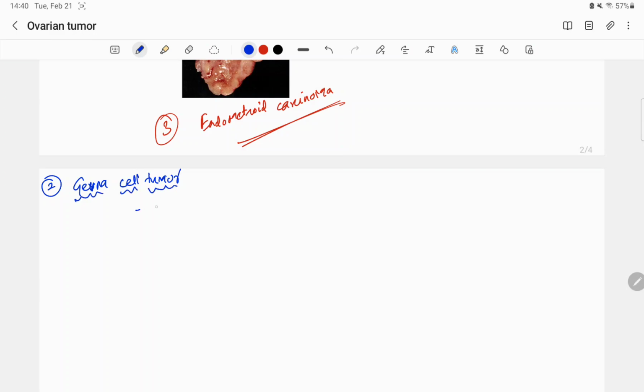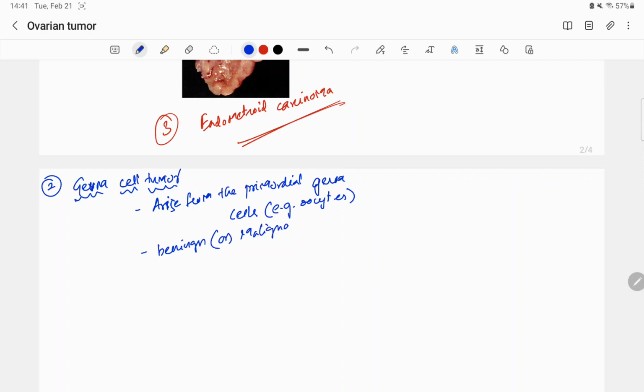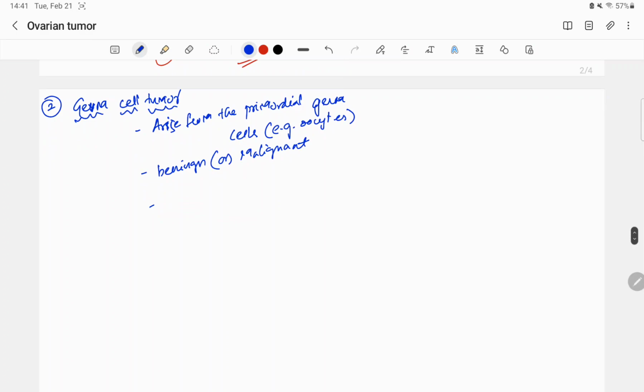So coming to the germ cell tumor, they arise from the primordial germ cells, for example oocytes, right? And these can be benign or malignant. And also you have three subtypes in germ cell tumor. You have yolk sac tumor, and you have the malignant or benign teratoma cyst of ovaries, and you have dysgerminoma.